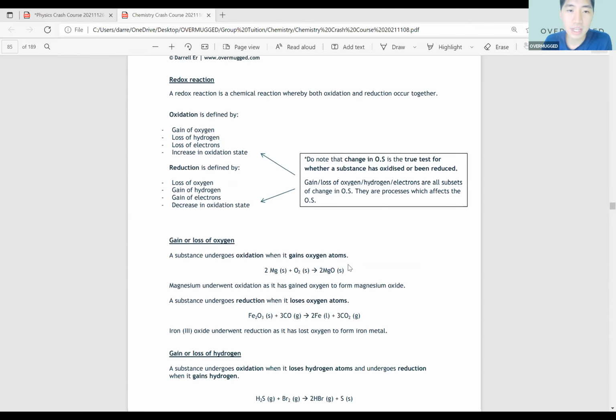So the first thing I need you to know about this chapter is that between oxidation and reduction, there are a lot of ways to figure out whether something oxidized or whether something reduced. Oxidation is defined by a number of criteria. If you gain oxygen, you oxidize. You lose hydrogen, you oxidize. You lose electron, you also oxidize. You increase oxidation state, you also oxidize. Oxidation state is just a charge. For example, Fe2+ goes to Fe3+. This is oxidation because my charge increased. That's oxidation state. Same thing for reduction. These are your key ones.